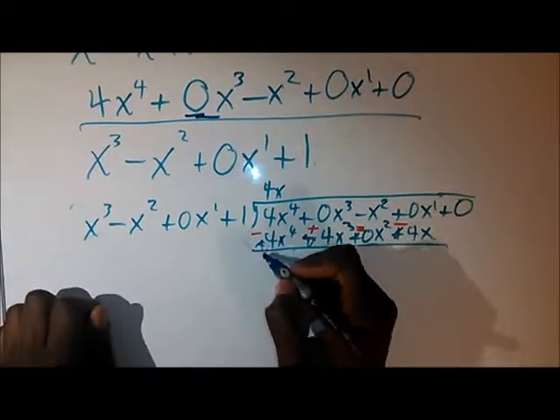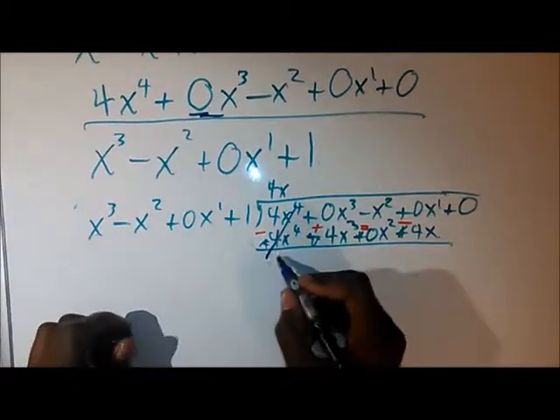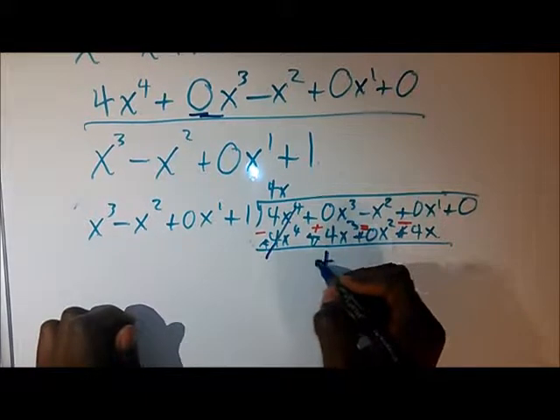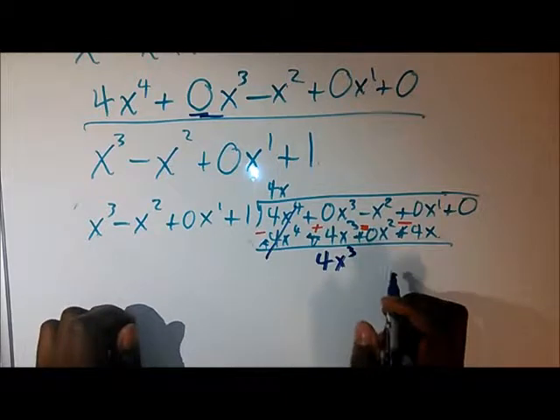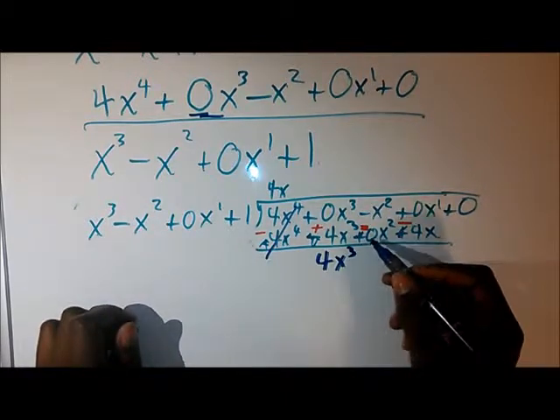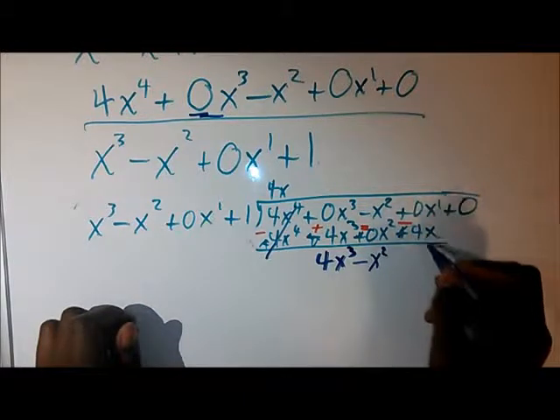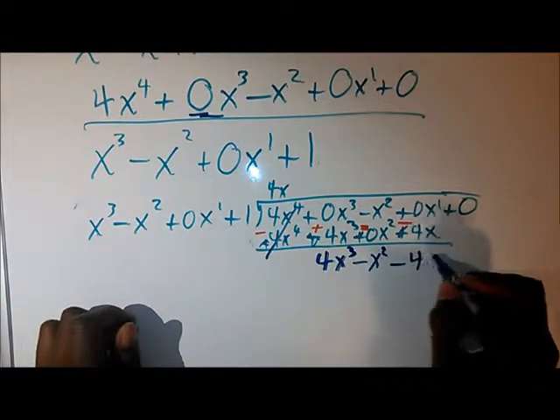Now we're going to simplify. When this crosses out, that becomes 0. There's nothing. 4 plus this is going to be 4x cubed, right? Signs don't change, remember? This plus this is going to be negative x squared. This plus this is going to be negative 4x.